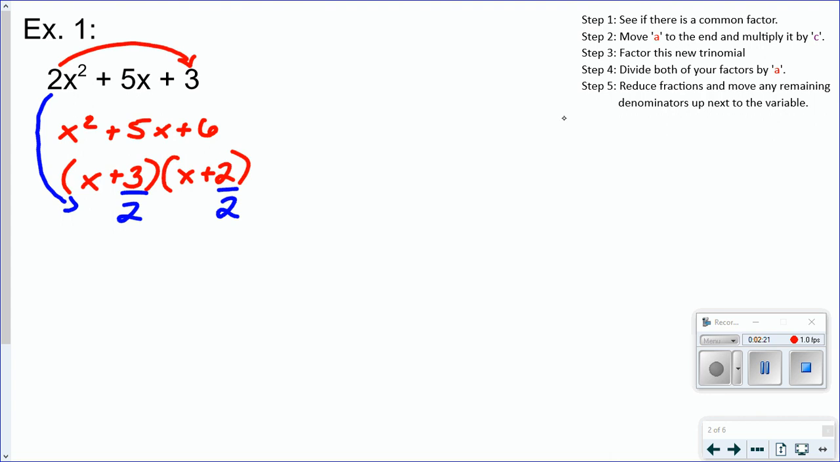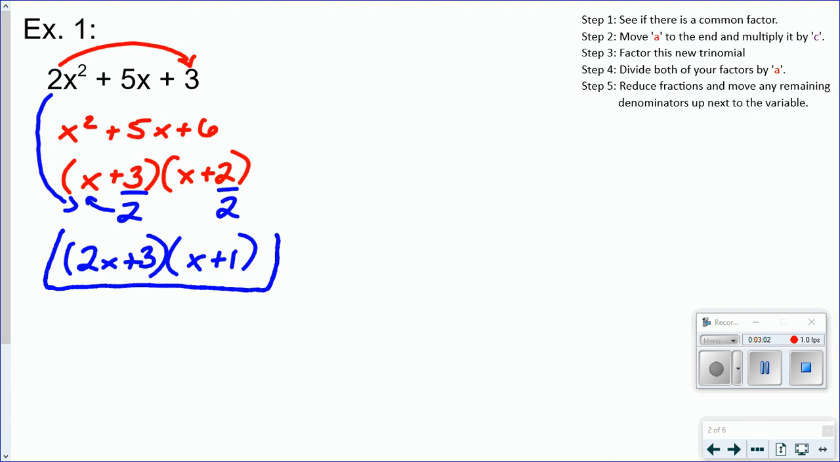So now we're on the last step, step 5. It says reduce the fractions. So if you can reduce these, which 2 over 2 you can simplify to 1. And any remaining denominator, so if you're left with a fraction, take the denominator and move it up next to the variable. So this 2 over 2 is going to simplify to 1. So over here, we're just going to have x plus 1. But over here, I'm going to take this 2 and I'm going to move it up next to the x. The 3 is going to stay where it's at. So it's going to leave me with 2x plus 3. And that's our answer.